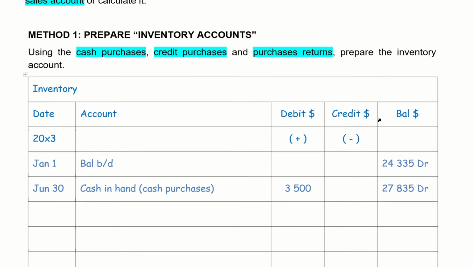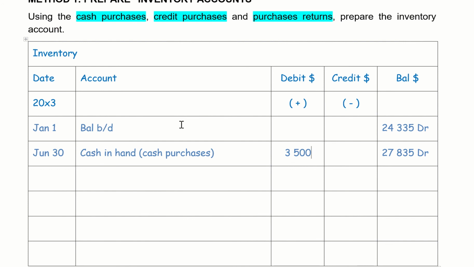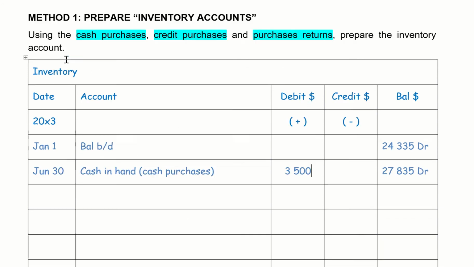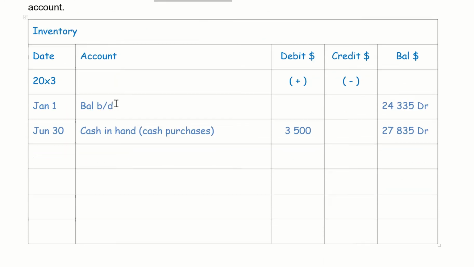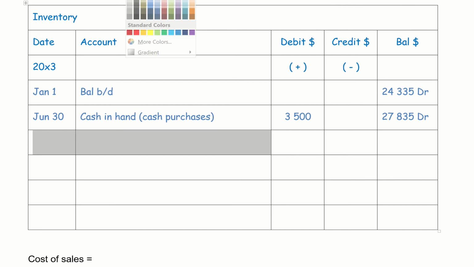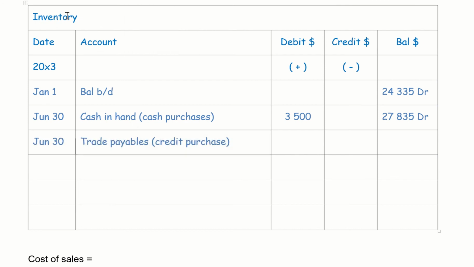Okay? Alright, now that you have your cash purchases, what other things cause your inventory to increase? Another thing that causes your inventory to increase is your credit purchases, when you buy things on credit. And when you buy things on credit, the double entry is inventory increase, and then the other account is trade payables. So this is your credit purchases, alright? Okay, so where do you get your credit purchases number?